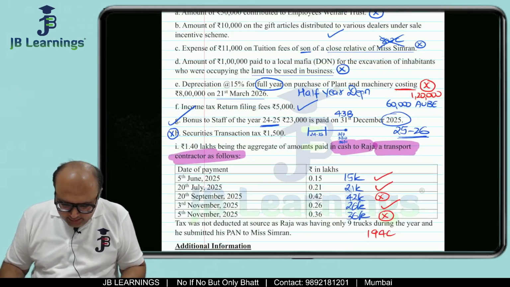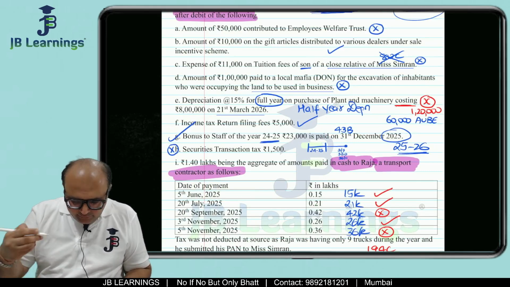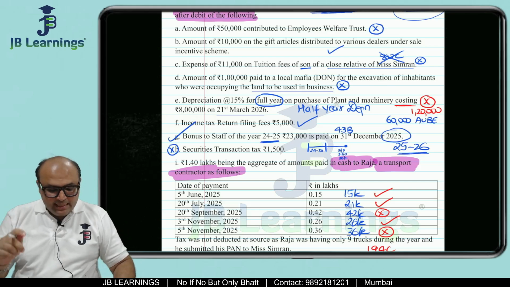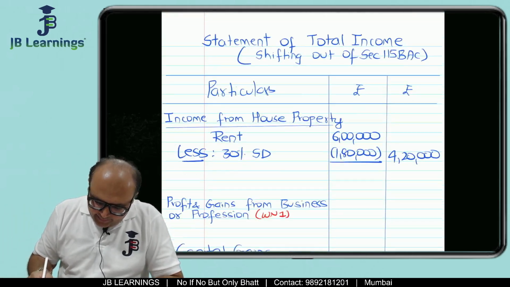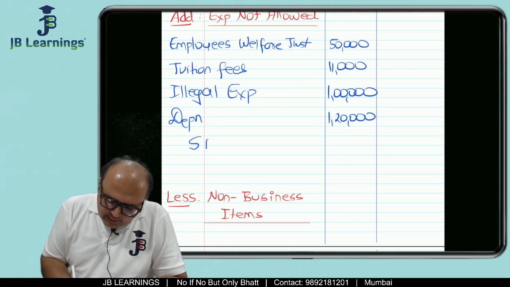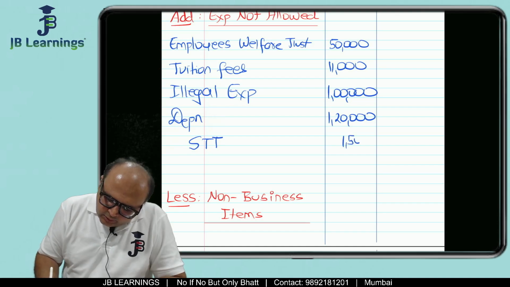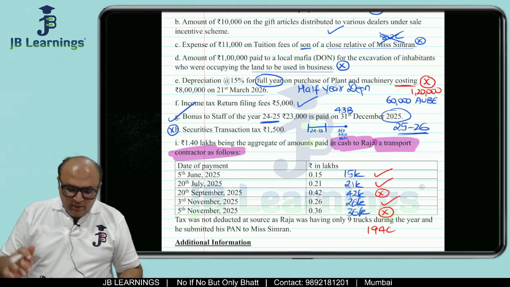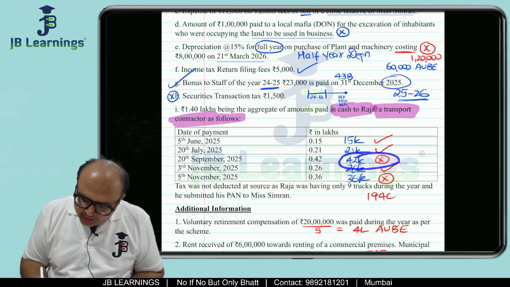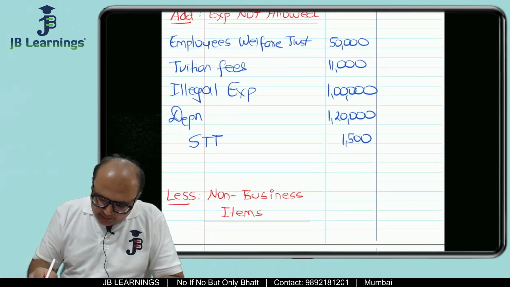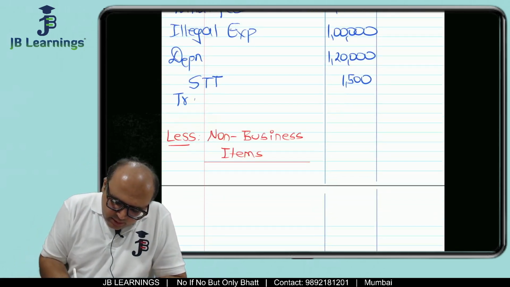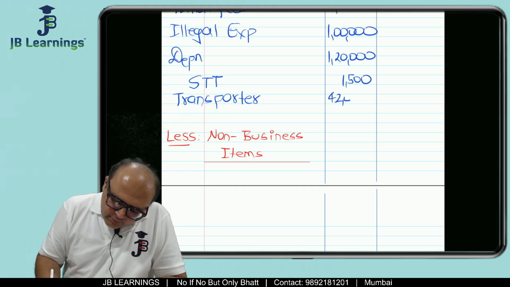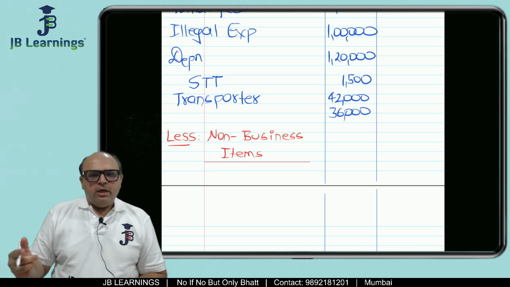Now the next thing is income tax return filing fees, which is allowed. Bonus to staff is also allowed. Yes, securities transaction tax is not allowed. Then anything else is there in the question? Yes. Payment made to a transporter, 42,000 and 36,000. So this is an amount which is in excess of 35,000.